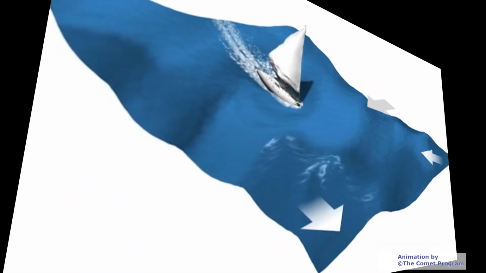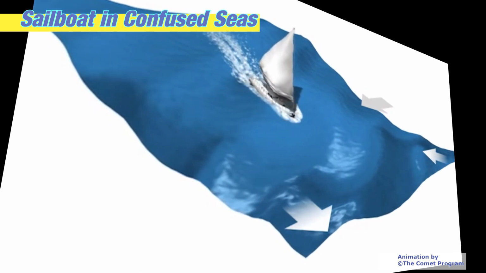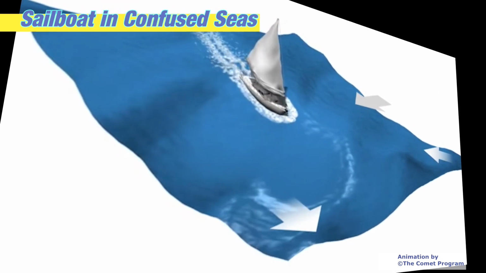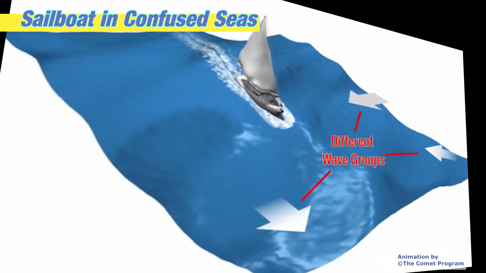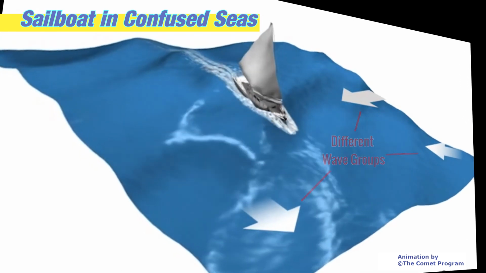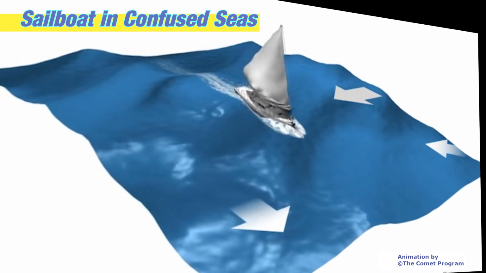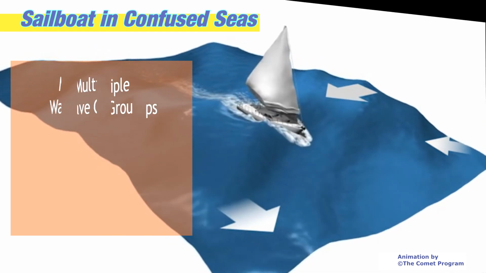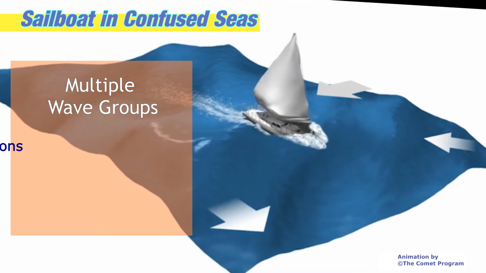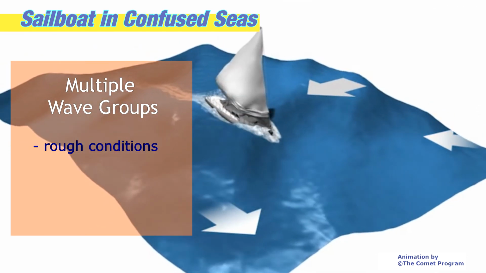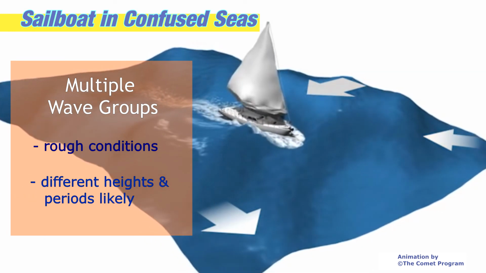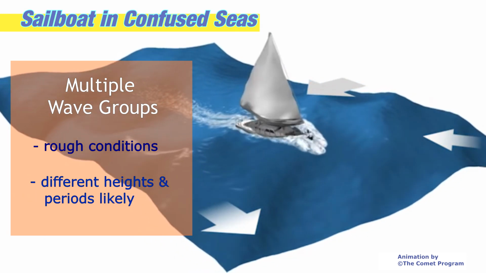This animation shown on your screen now is just an illustration of what is fairly common across the ocean. Imagine the arrows on this graphic are different wave groups that are impacting this sailboat at the same time. The various wave groups impacting this sailboat are likely producing pretty rough conditions, as the boat has waves coming at it from all different directions and perhaps different heights and different periods as well.